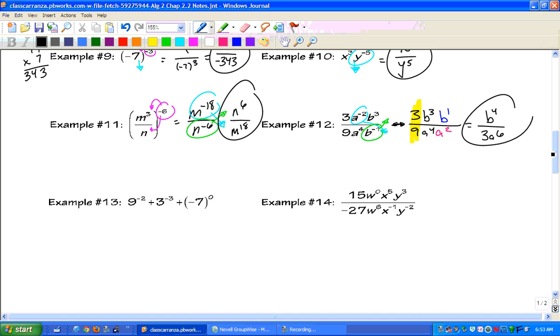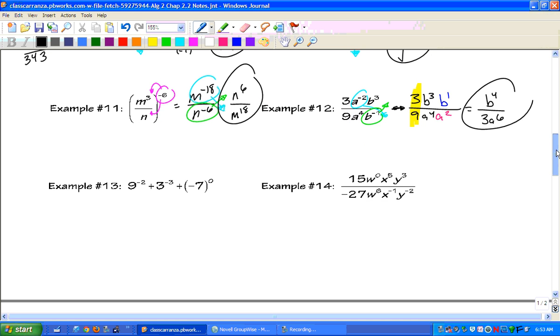All right. Let's go through example number 13 together. All right. Exponent's negative, drop it like it's hot. I'm going to drop it like it's hot, which gives us 1 over 9 squared plus 1 over 3 cubed plus negative 7 to the 0 power. If your exponent's 0, your base turns into 1. This goes to 1 over 81 plus 1 over 27 plus 1.